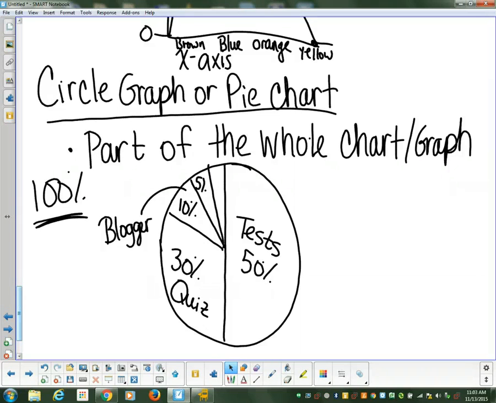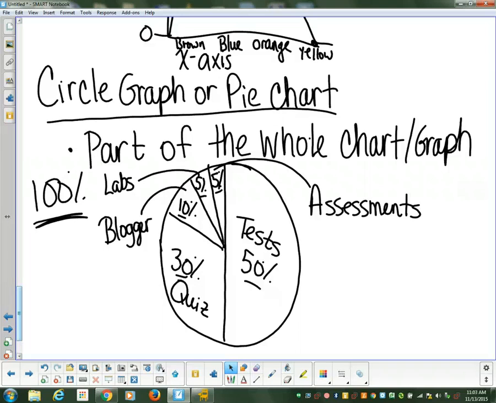5% for labs and 5% for assessments, which is homework assignments. Okay? And so 50 and 30 and 10 and 5 and 5 gives me that total of 100%. All right? So I have my total.